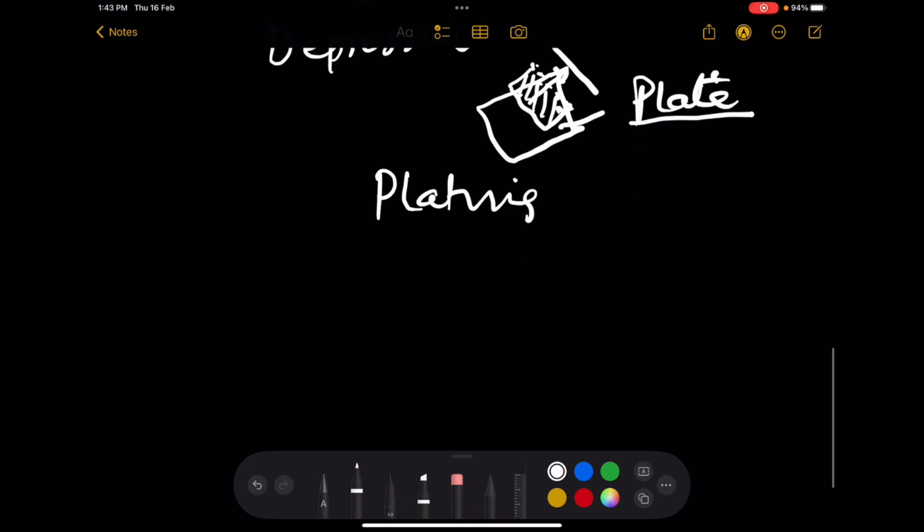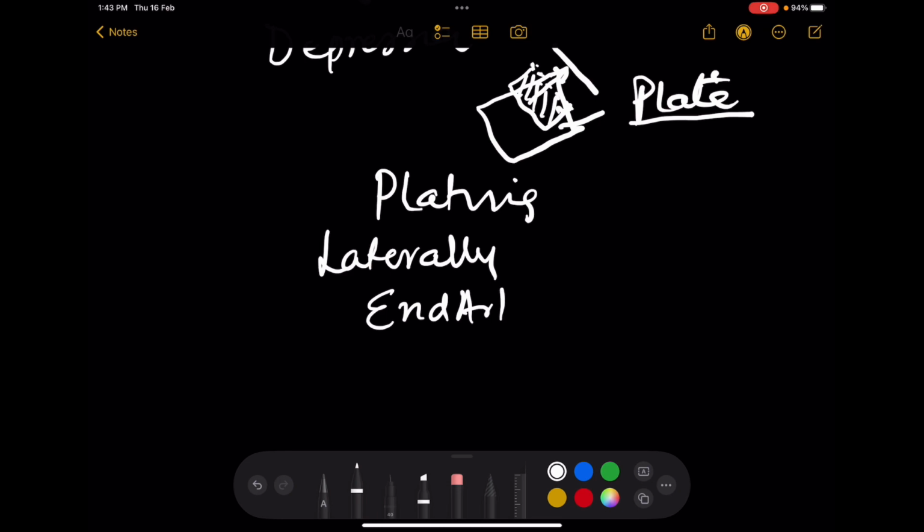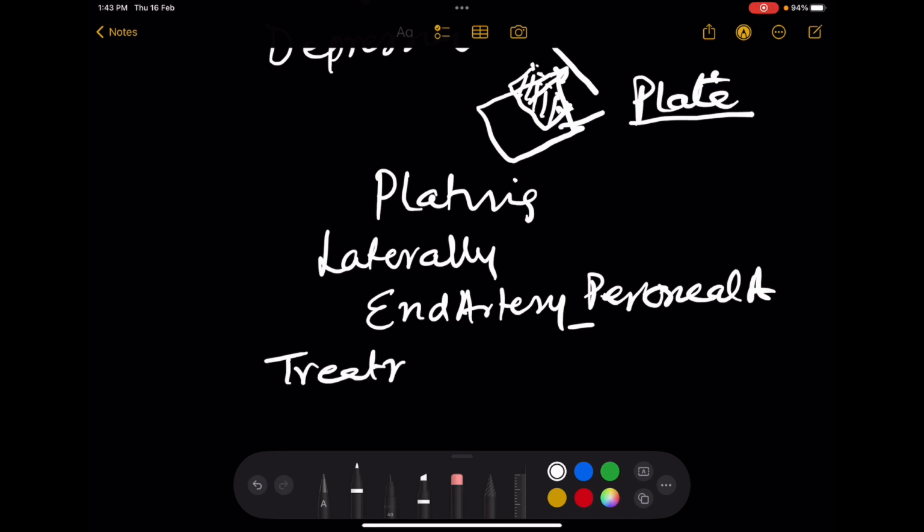The calcaneum is exposed laterally, and since the supply of the skin lateral to the calcaneum is by an end artery, which is the peroneal artery, you have to make a specialized approach to save this peroneal artery. So this is the treatment and classification of fracture calcaneum.